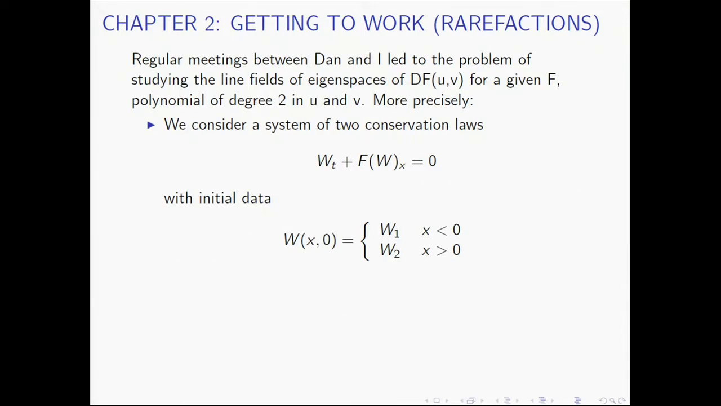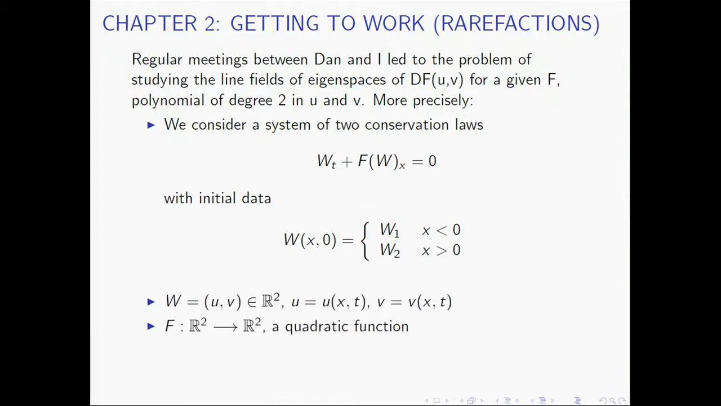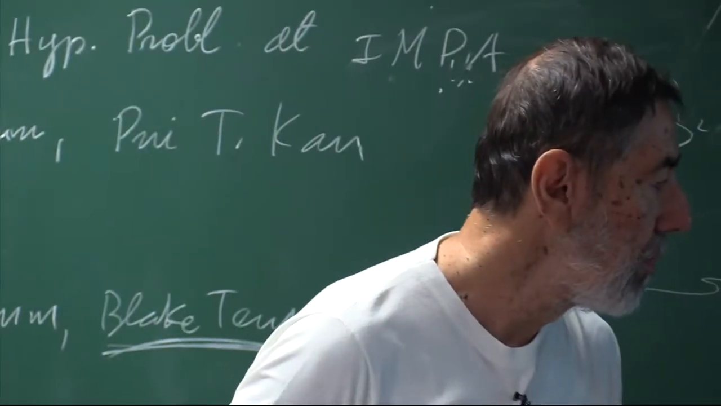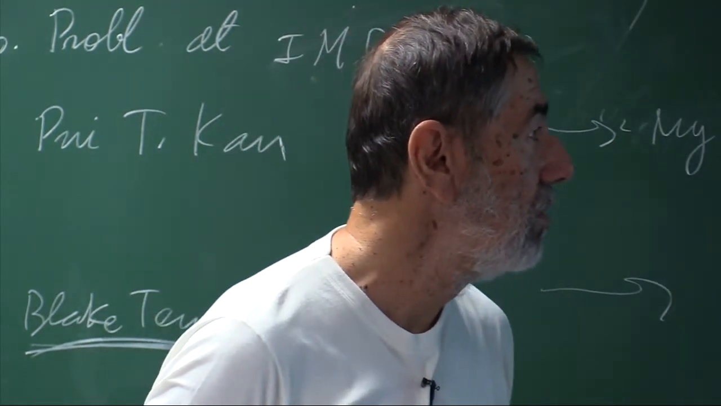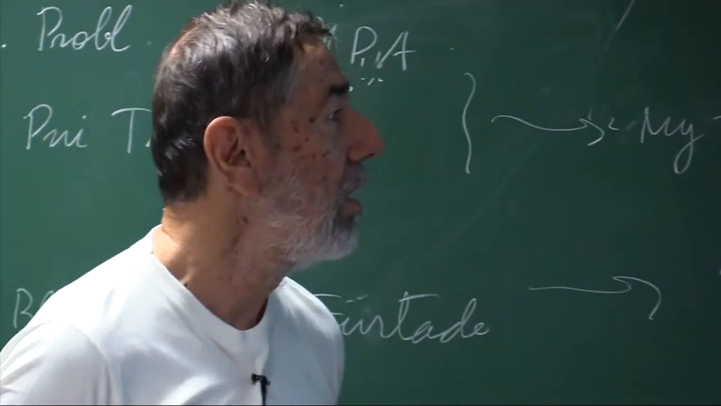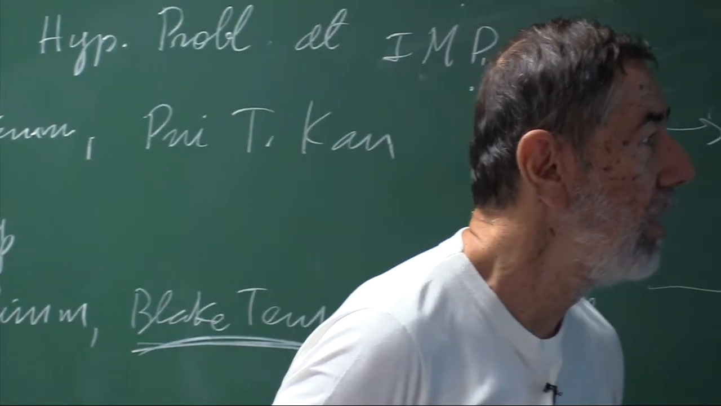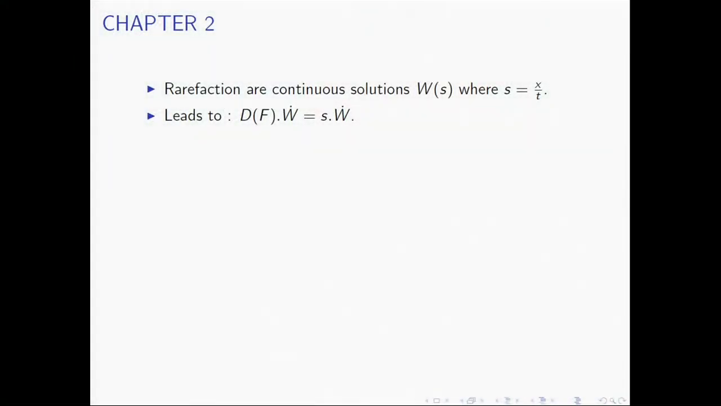So more precisely, this is where it comes from. You all know about it: a system of two conservation laws with initial data W1, W2, and F being a quadratic function. Solutions are successions of rarefactions, shocks, and composites. Rarefactions are continuous solutions W of S, where S equals x over t. And this leads to this equation.